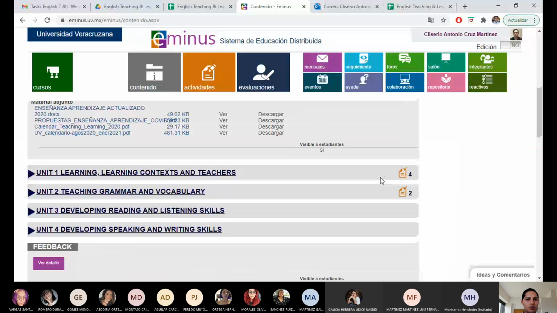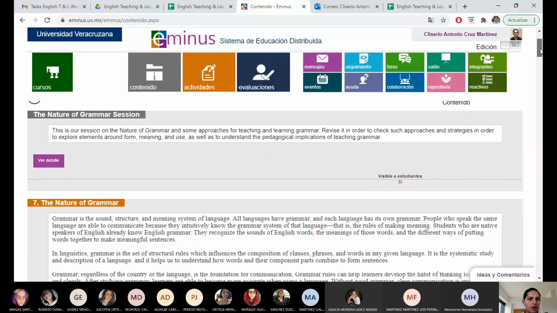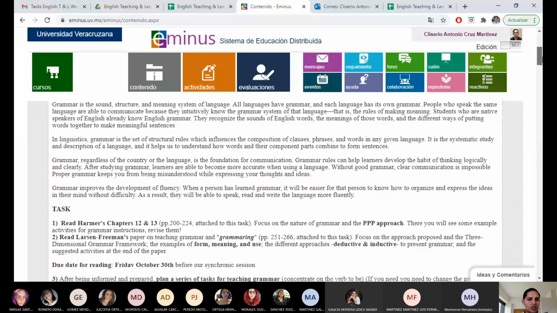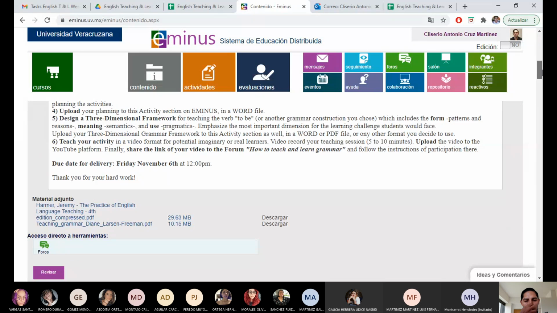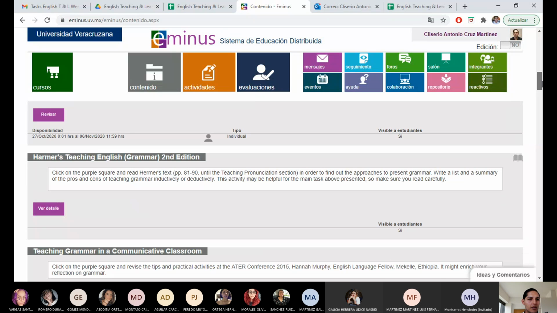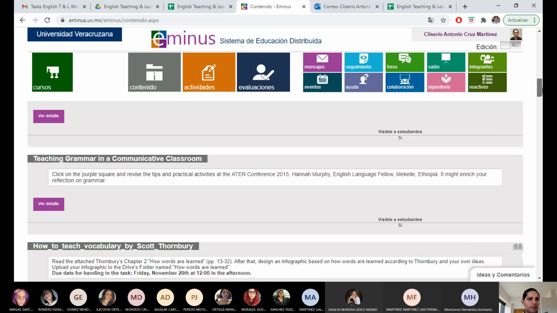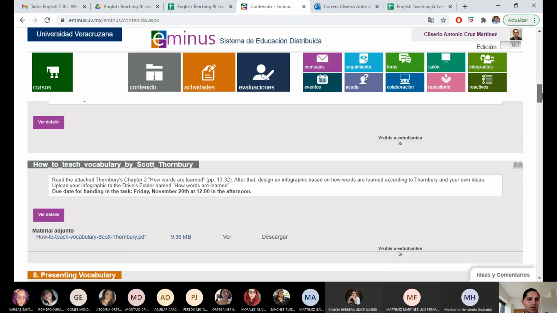You go to Unit 2. You have Unit 2. You have the nature grammar. This is the session we had. This is the activity you just carried out, and I check it on Monday. I send you your scores. Then you have Harmer's paper on grammar, teaching grammar in a communicative classroom. Okay, that was already covered.